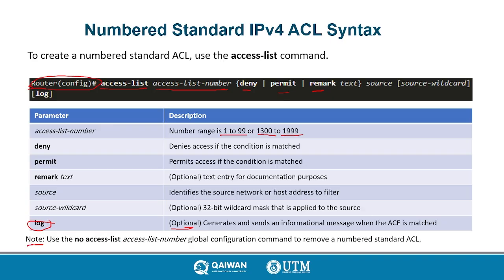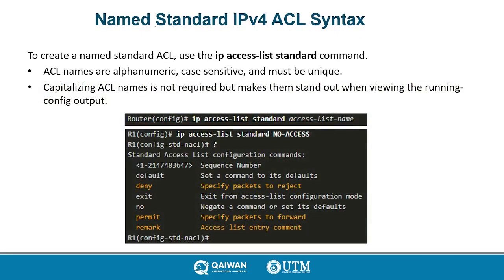We have a note here. Use the no access-list command with the access list number in global configuration mode to remove the numbered standard access list. For instance, if you put in an access entry that you now don't want, you can just repeat that command and put no in front of it. Now we have the named standard IPv4 access list syntax.